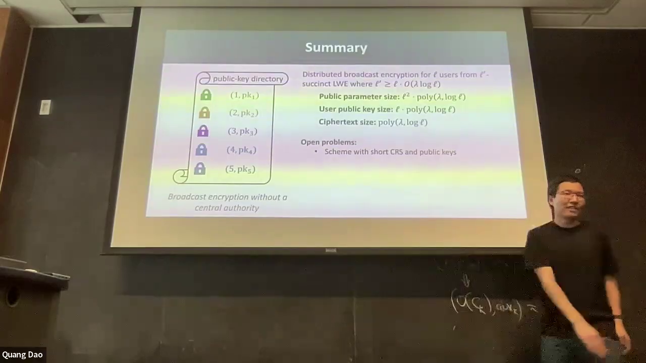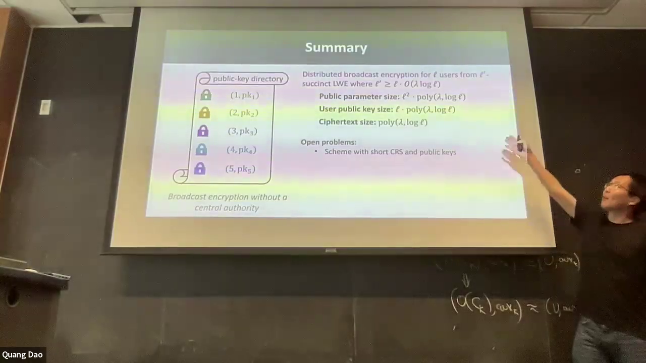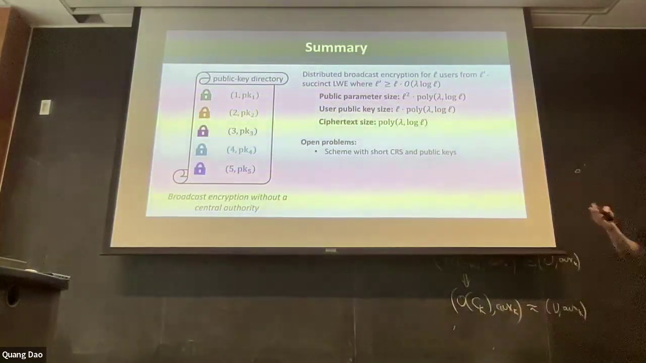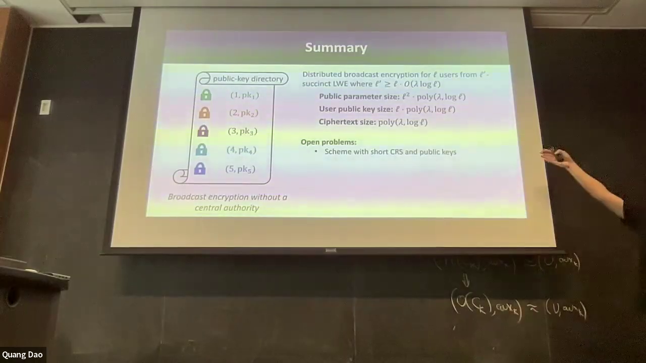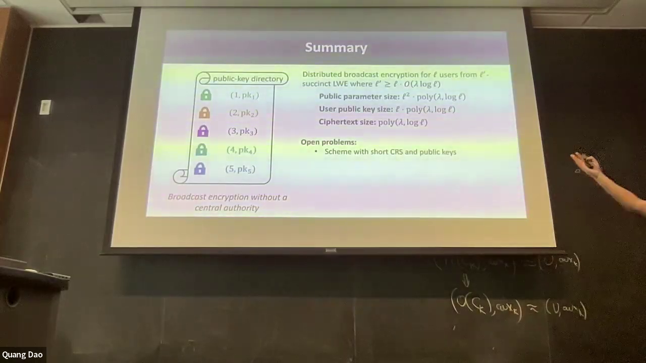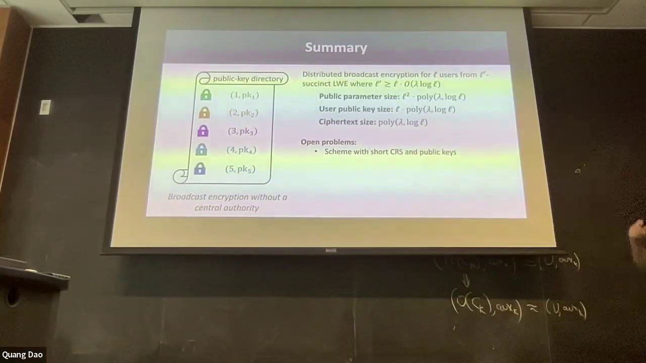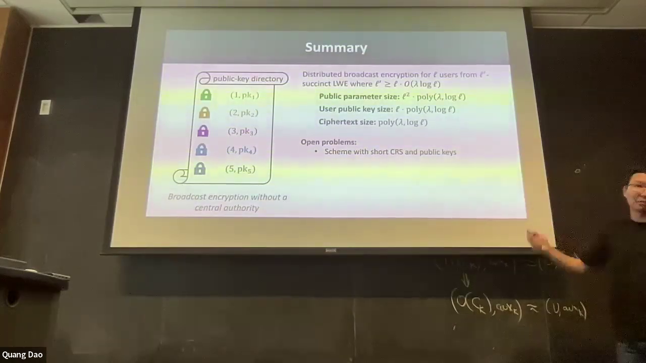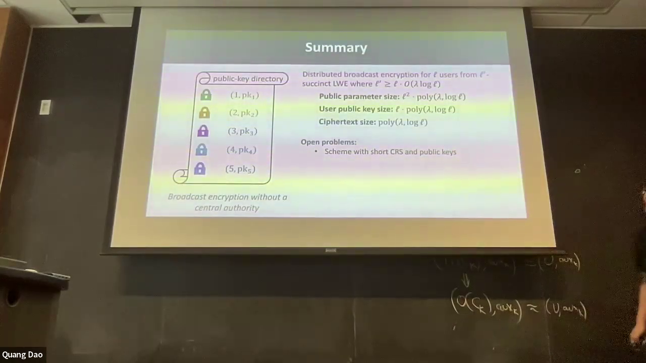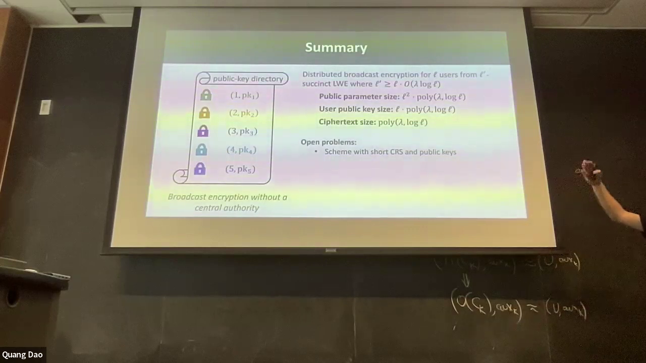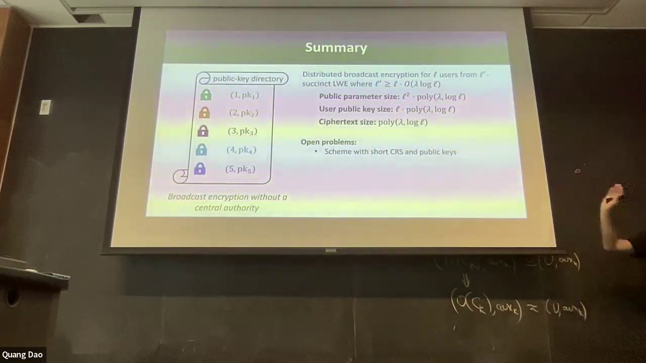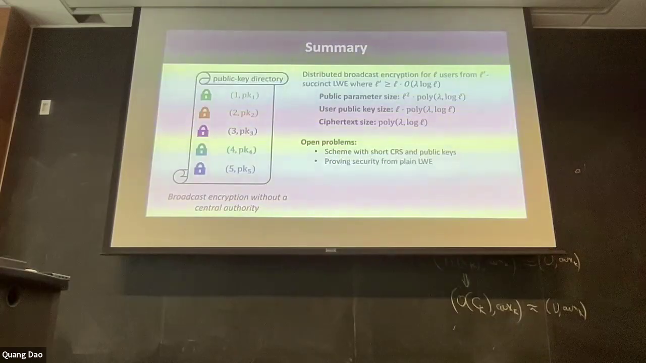So one is, can we get shorter CRS? Can we get short public keys? Here we have this dependence on the total number of users. Ideally, we'd have a short CRS or short public keys. Can we get something with a transparent setup, where the public parameters can be a random string rather than a structured string? We don't know how to do that. We know how to do this from witness encryption or obfuscation, but neither from pairings nor lattice functions today.